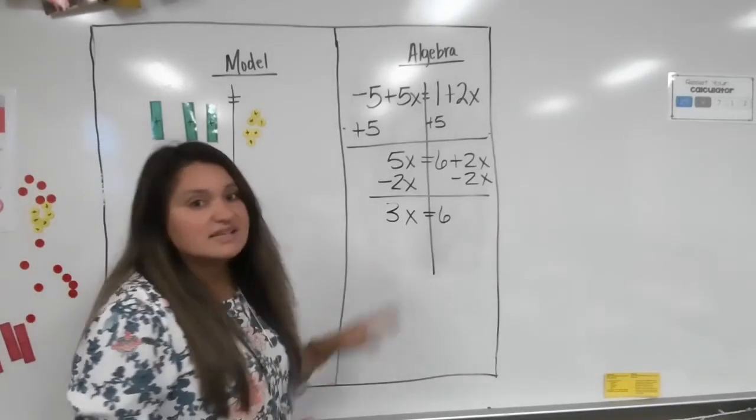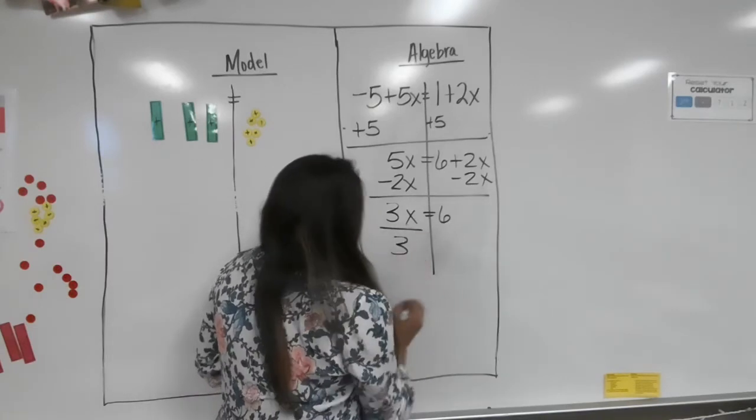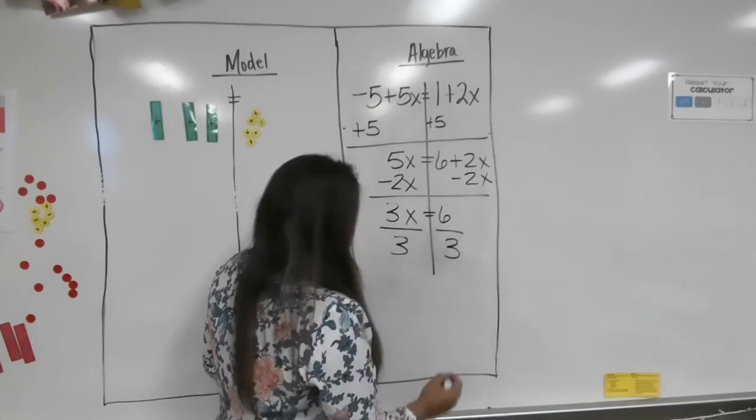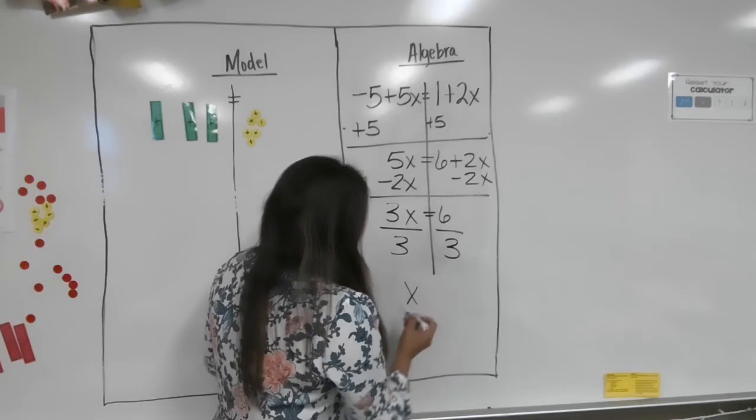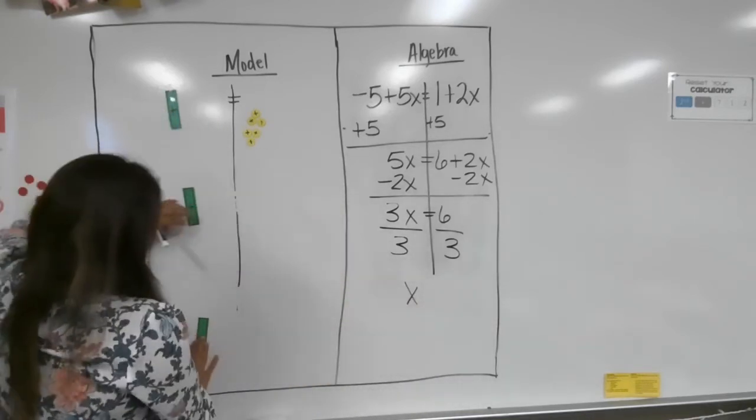The last thing in algebra that I'm going to do is divide by 3, and what I do to one side, I do to the other, and before I go to my solution, divide by 3.